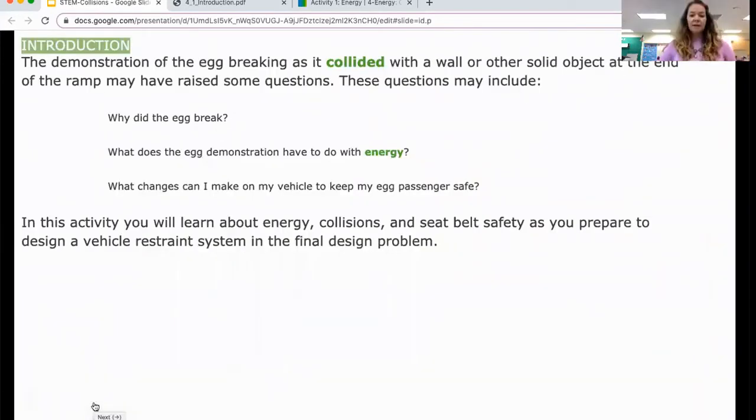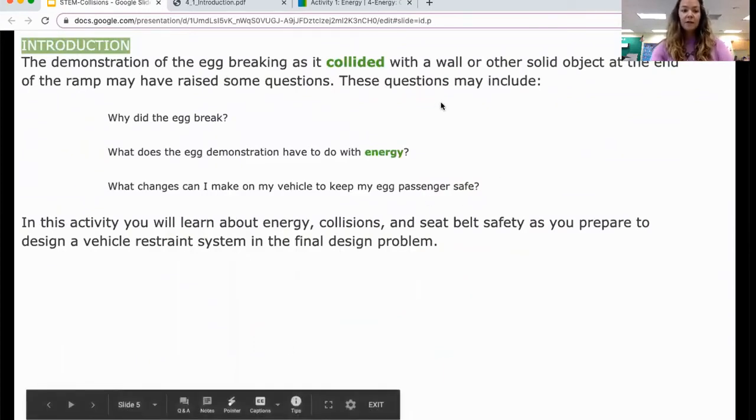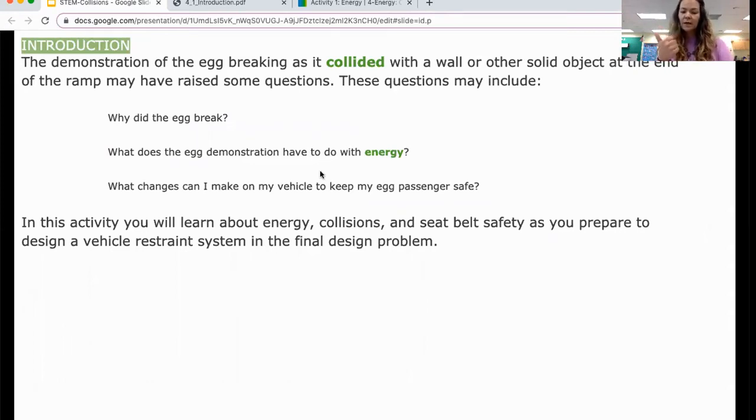So the demonstration of the egg breaking as it collided with the wall or another solid object on the ramp may have raised some questions. Again, why does the egg break? Think about that. What does the egg demonstration have to do with energy? Because this module is all about energy and collisions.